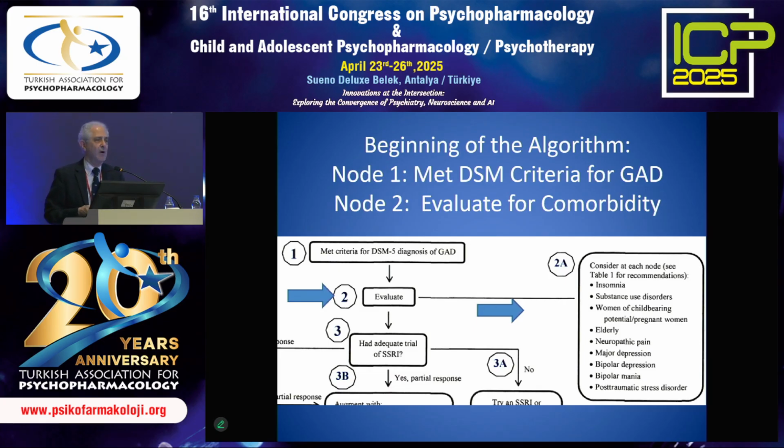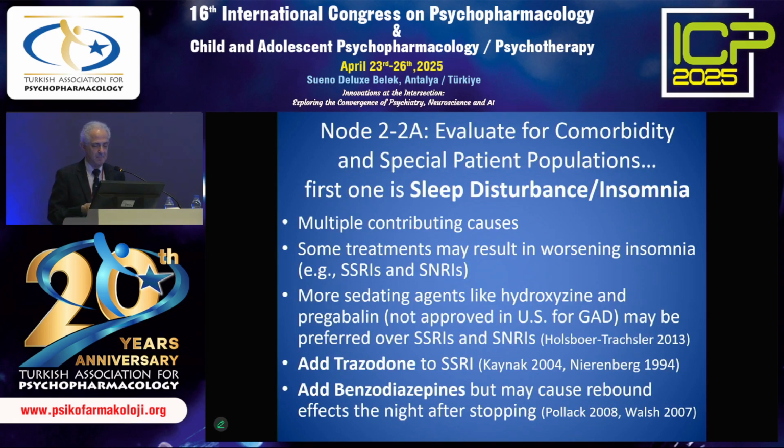Then you have to evaluate if there are any comorbidities that might affect the main algorithm. And they are over to the right, under there where it says Node 2A. And these are some of the points I want to make about those comorbidities. First one is sleep disturbance.